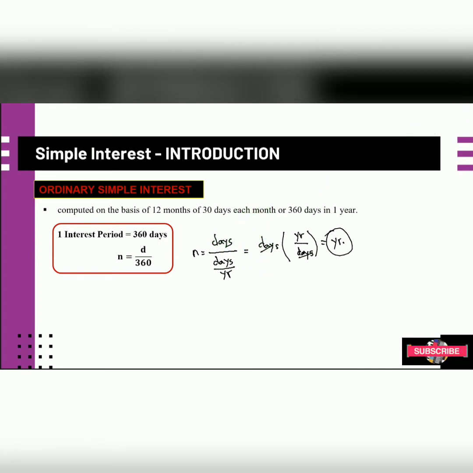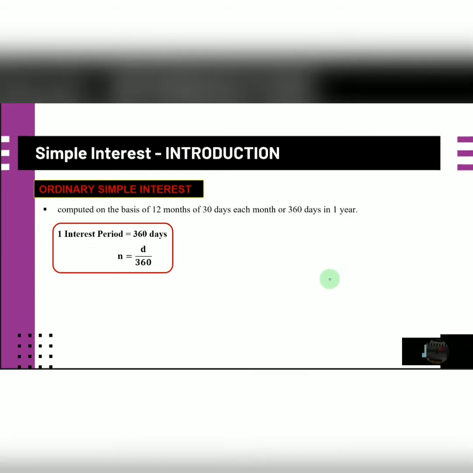Okay, so proceeding with our next type of simple interest, which is the exact simple interest.